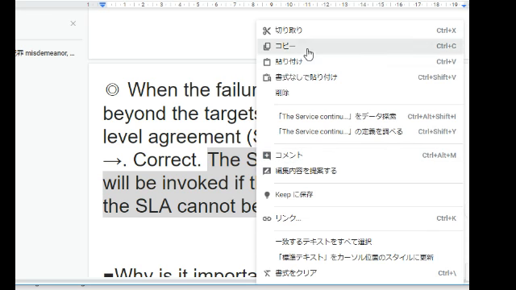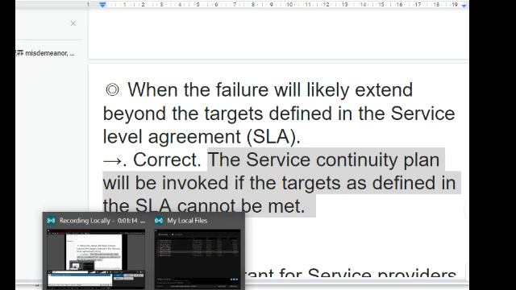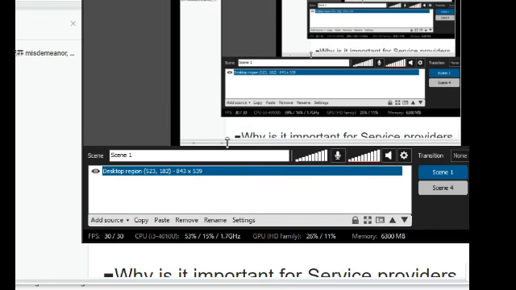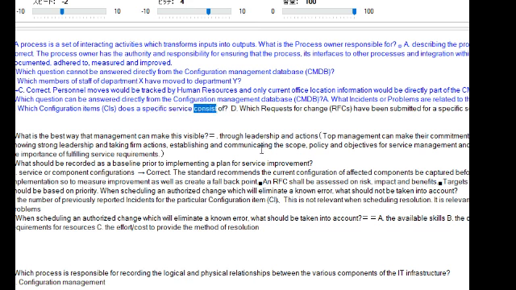Which question can be answered directly from the Configuration Management Database, CMDB? A. What incidents or problems are related to this workstation? B. Which configuration items, CIs, does a specific service consist of? D. Which requests for change, RFCs, have been submitted for a specific server?